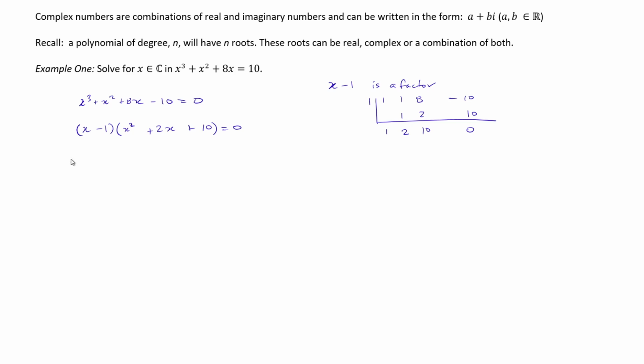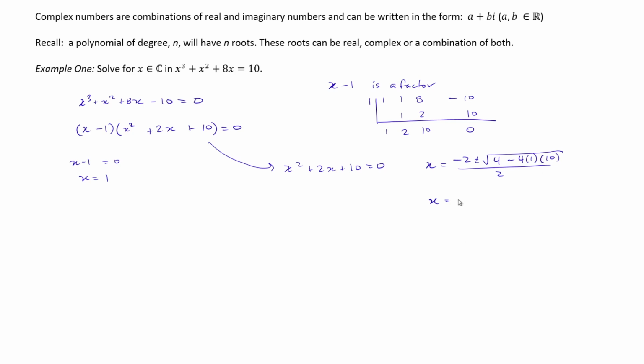So I know that x minus 1 has to be equal to 0. Sorry guys, brackets are not necessary there. So that means x is equal to 1. All right, I've got a real solution to this cubic polynomial equation. Now I'm going to set x squared plus 2x plus 10 equal to 0, and I'm not going to waste any time. I'm going to go straight into my quadratic formula. So negative b plus or minus the square root of b squared, so that's 4, minus 4ac, where a is 1, c is 10, all over 2a, so that's 2.